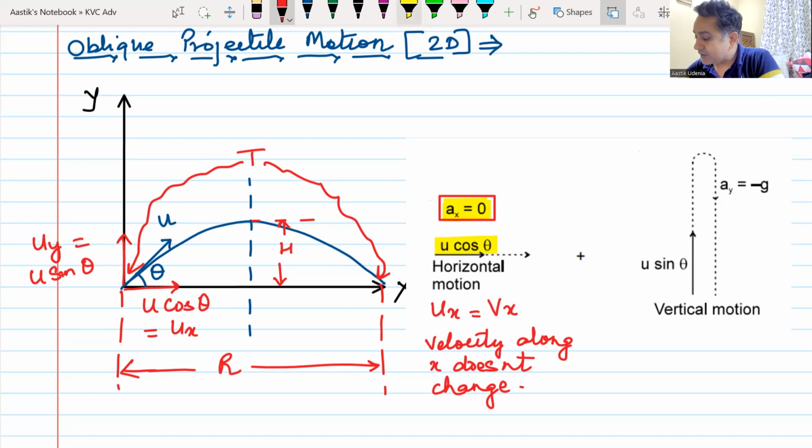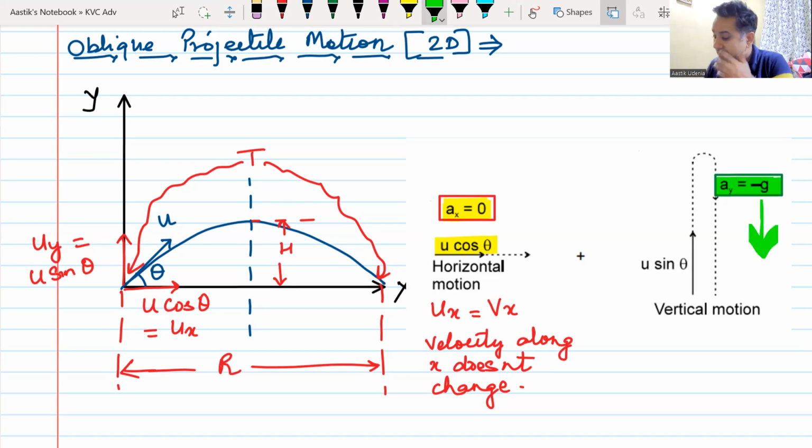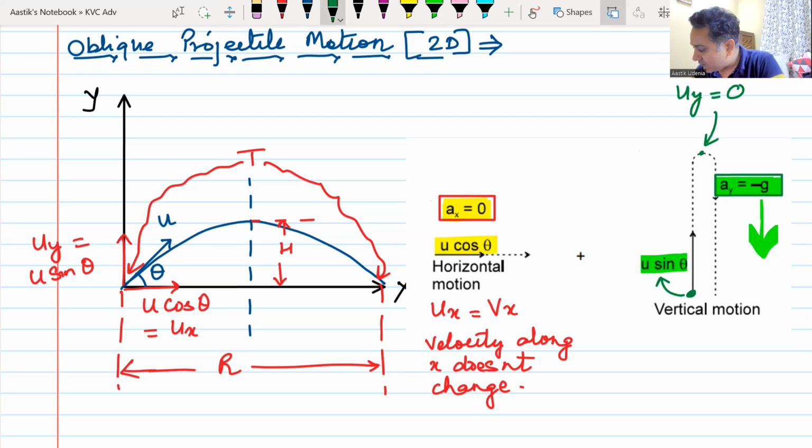But when I talk about the y-axis, it has an acceleration along the y-axis which is minus g because it is downwards. This acceleration is downwards and therefore its vertical velocity changes. At the initial point, the vertical velocity is u sine theta. At the highest point, the vertical velocity becomes 0. And when it comes back, it comes with the same speed, but the direction of velocity is reversed.